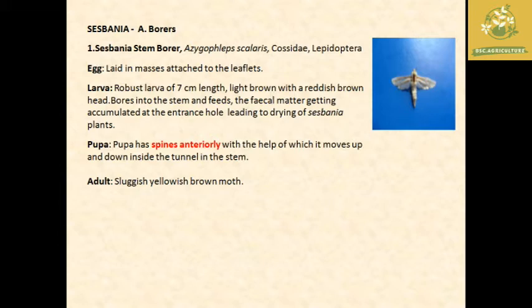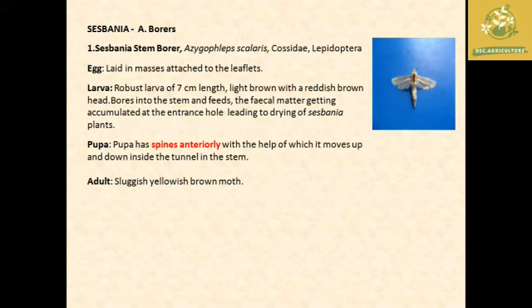While seeing about the characteristics, the larva is the damaging part. It feeds on the stems by boring a hole and feeds on the inner part of the stem. It also covers the opening of the bored holes with fecal matter, which accumulates at the entrance hole, and it also leads to the drying of the Sesbania plant.